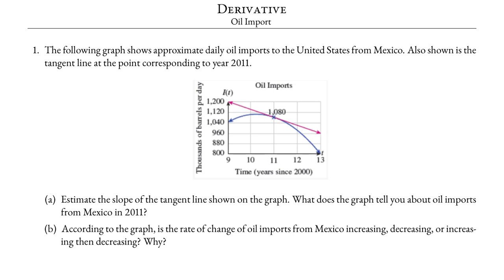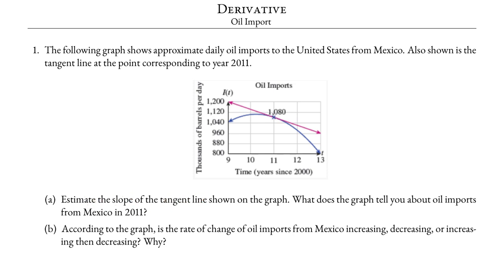The tangent line at t equals 11 is drawn for us already. At t equals 11, the output is 1080, and this is in 1000 barrels per day. But we're looking for the slope of the tangent line. Once we obtain a good tangent line at that point, and again, this is given to us already, we simply pick any 2 points on this straight line and compute the slope of this line to obtain the estimate for the slope of the tangent line.